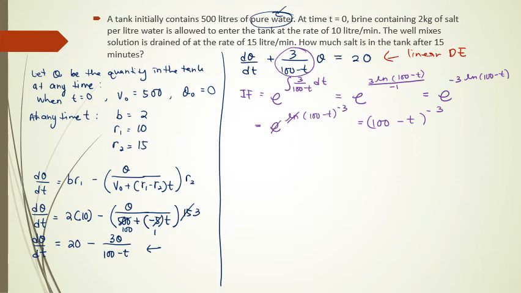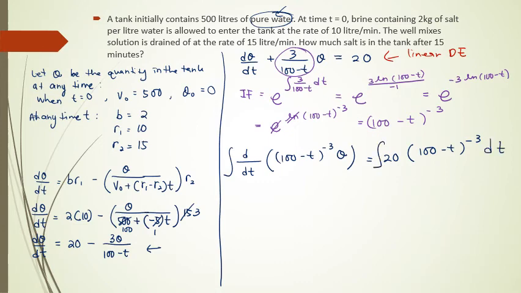Alright, next. So step 2, we substitute back. We have d over dt of our IF, 100 minus T to the power of negative 3 times Q, equal to 20 times the IF, 100 minus T to the power of negative 3. Okay, integrate both sides. This is directly with respect to dt.